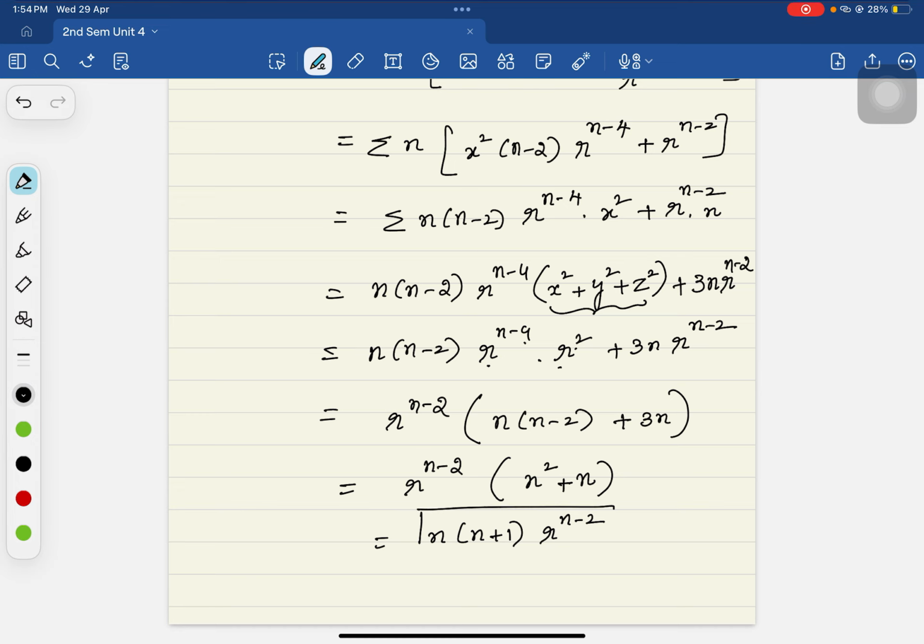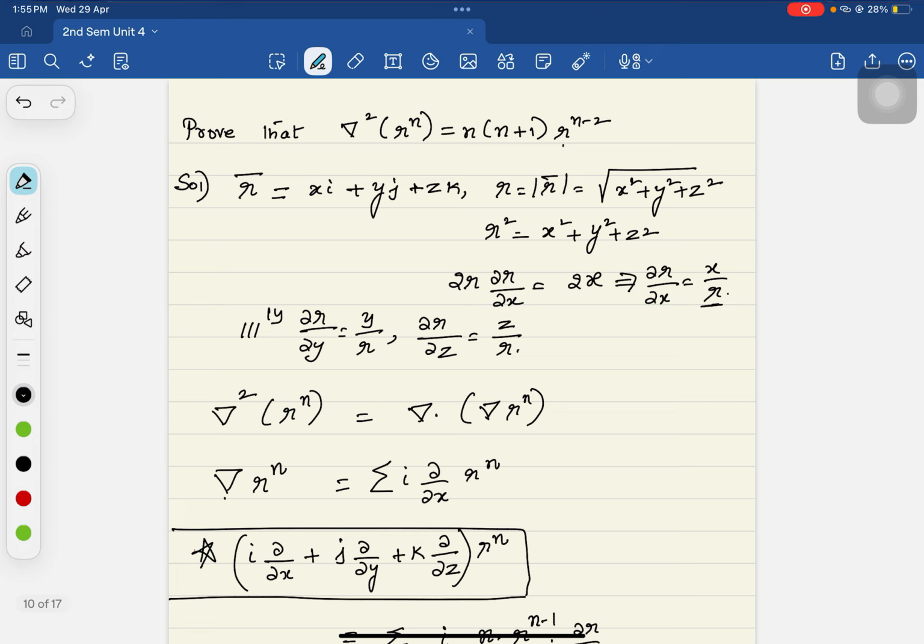I hope you could understand this easily. It's a very important question for the R25 JNTU syllabus. This is the 4th unit, vector differentiation, of your second semester.